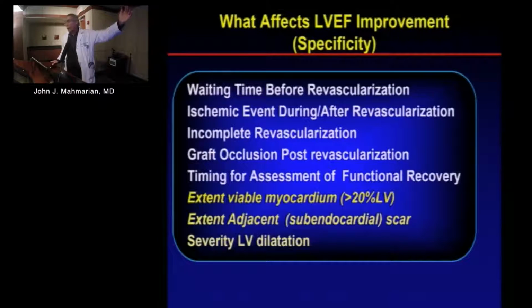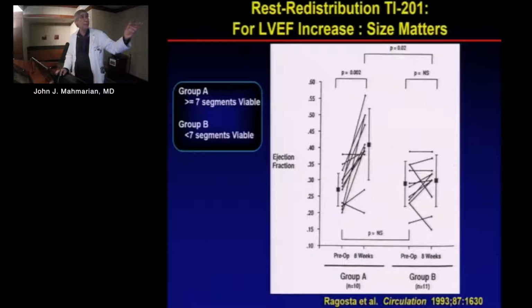Extent of viable myocardium. For instance, if you have just 2% of your myocardium that's viable, it's highly unlikely you're going to see any improvement. So people have developed criteria, and most of that criteria from a nuclear point of view sits around 20% of the myocardium. Also the amount of adjacent subendocardial scar, and also the amount of LV dilation.